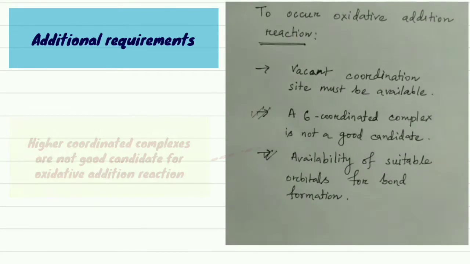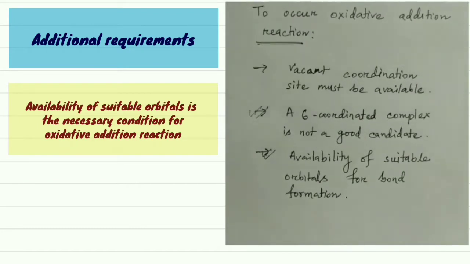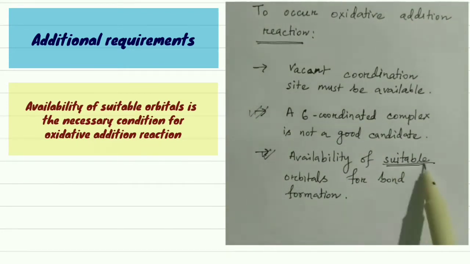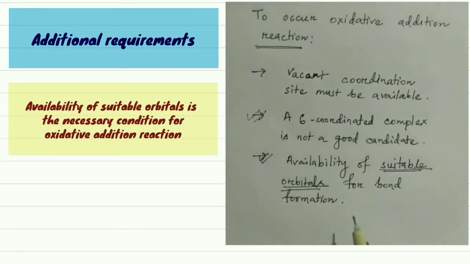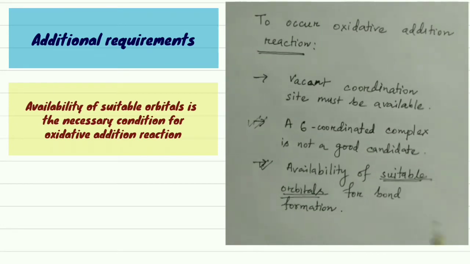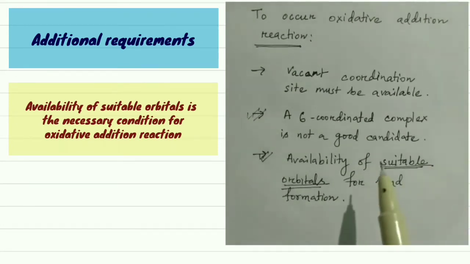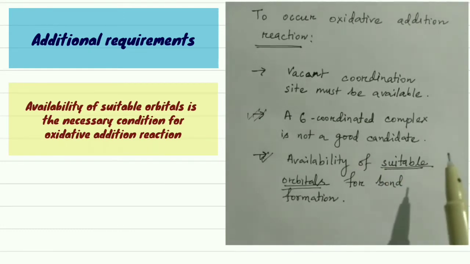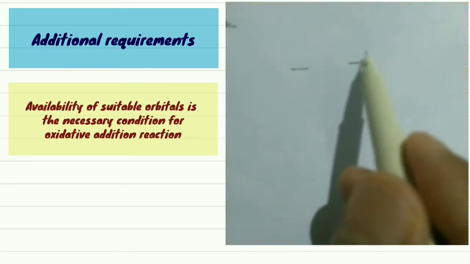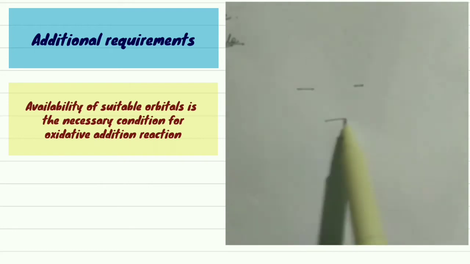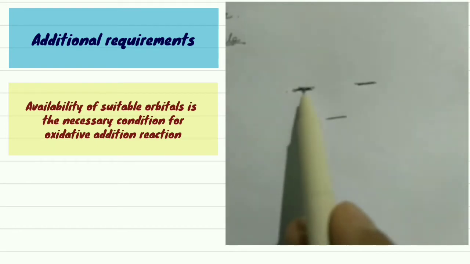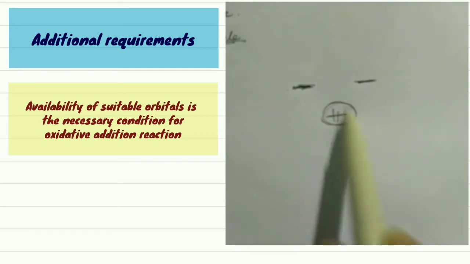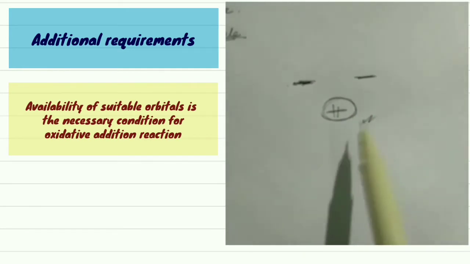And now the third point is also very important, which is the availability of suitable orbitals for bond formation. So what is the meaning of suitable orbitals? We know from the concept of molecular orbital theory that bonds formed due to contributions from bonding molecular orbitals are strong. If the electrons contributed from the two ligands or two atomic orbitals are at the bonding molecular orbital, then that bond is a strong bond.